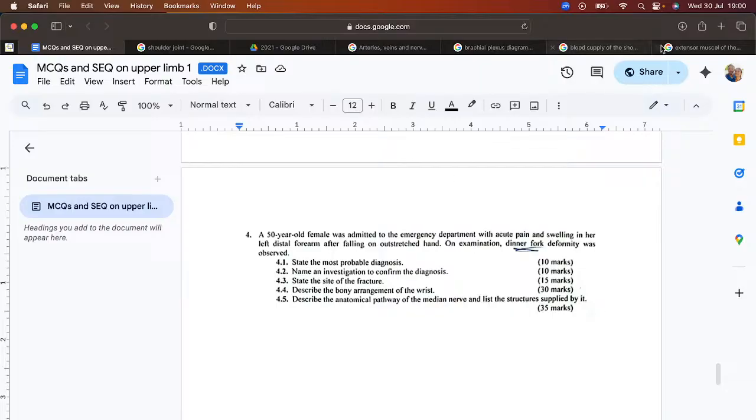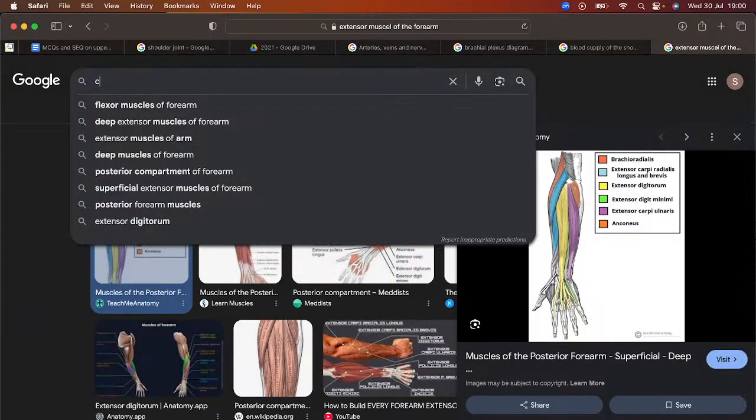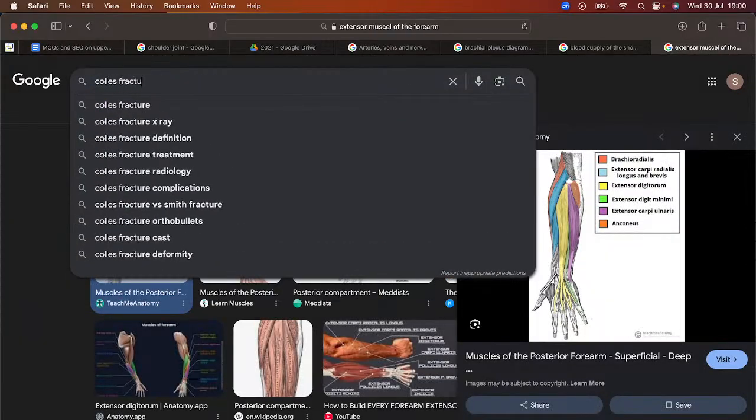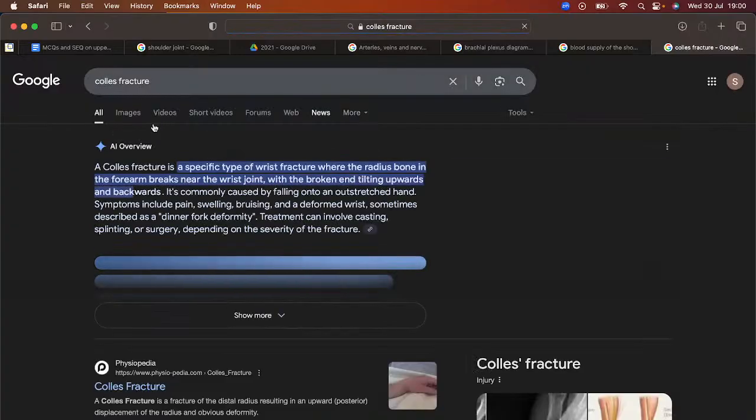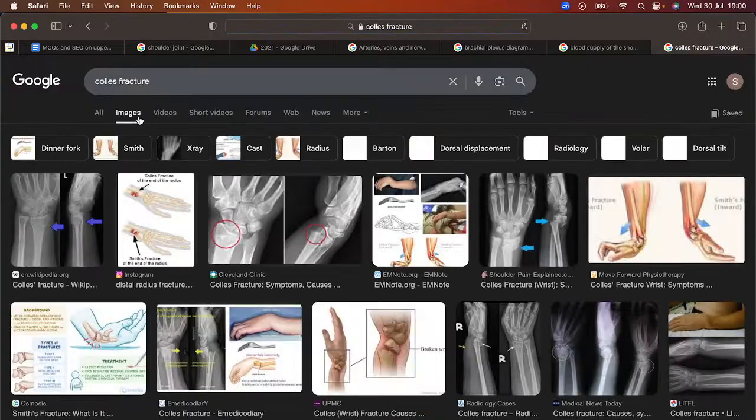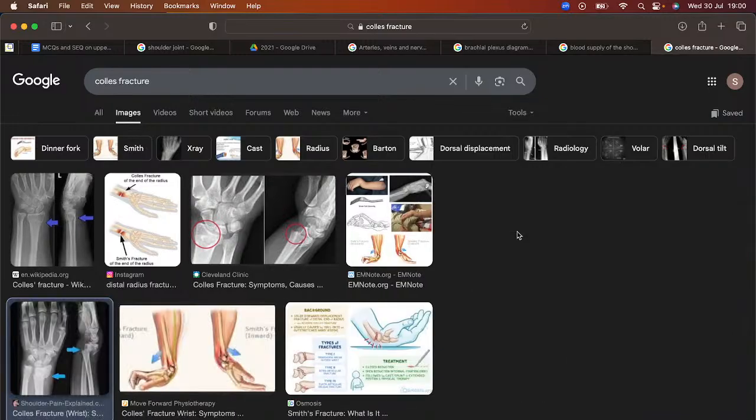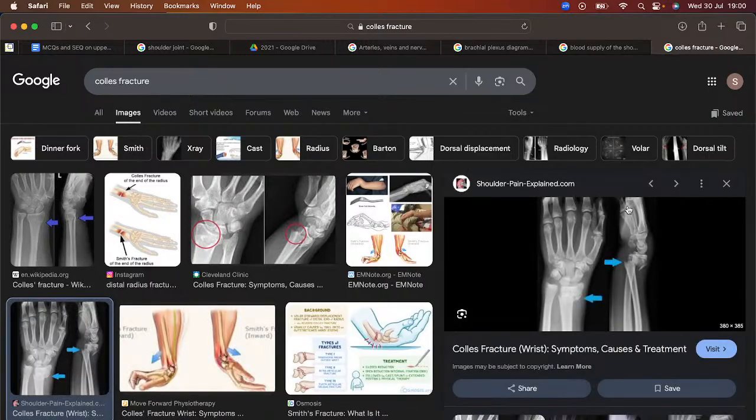Okay, so let's have a look at Colles fracture. Right, so you can see it here. You can see the dinner fork deformity. This is what you see on X-rays, and usually the culprit here is the radius. So this is the radius, this is the ulna. You can see that there is a fracture at the distal end of the radius. It's completely displaced.